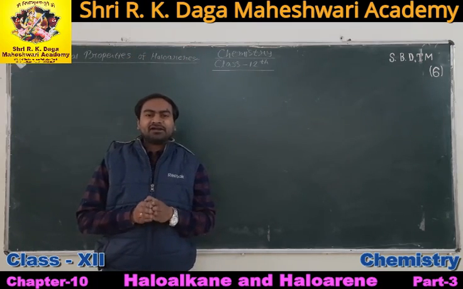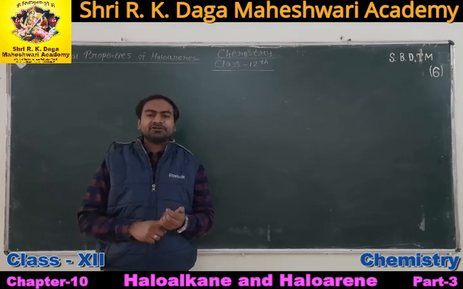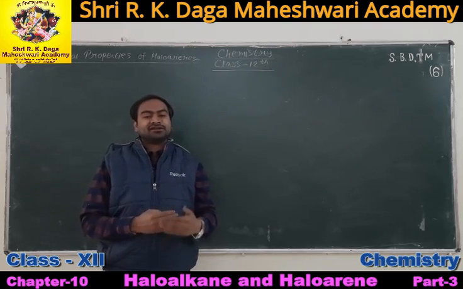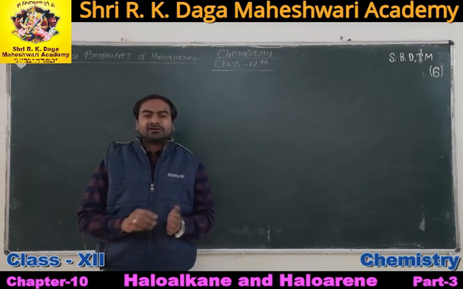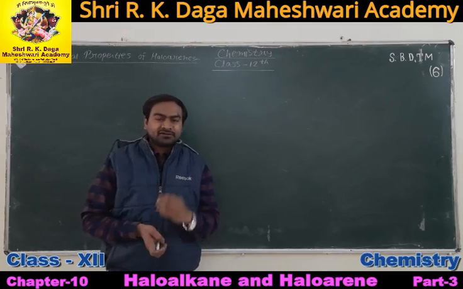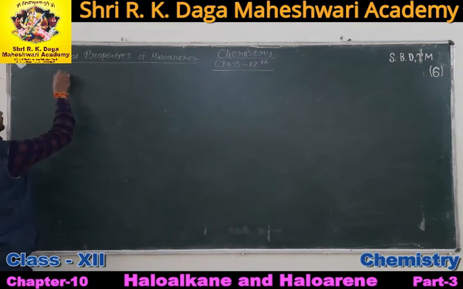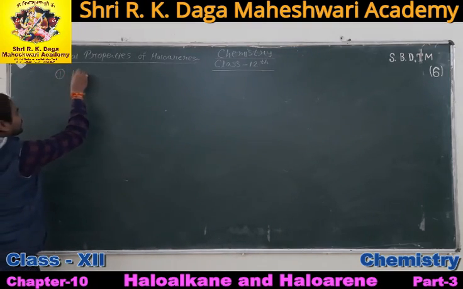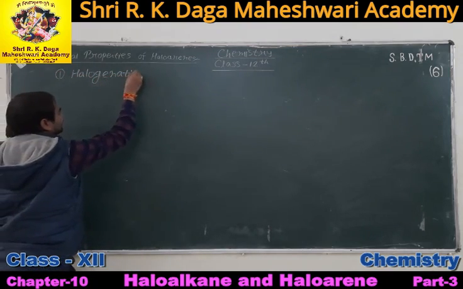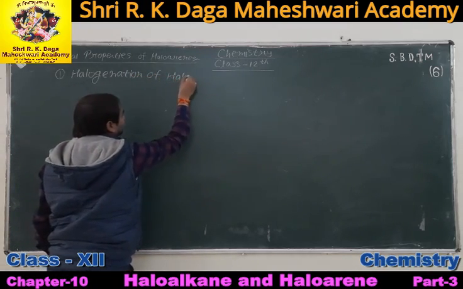Now, as we know, haloarenes give us SE2 reactions, that means substitution electrophilic 2 reactions. That's why they can easily react with different compounds which can provide an electrophile. So we will start from our first reaction, which is known as halogenation of haloarenes.